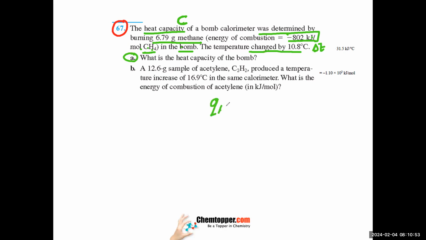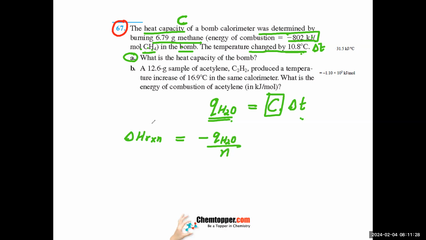So Q of the water is capital C times delta T. Delta T is given; this delta T is of the water. But what is Q of the water? They're asking me to calculate C, so at least I should know this. Then I'm going to use another equation: delta H of the reaction is minus Q of the water divided by n. I'll use this equation to calculate Q of the water. Agreed?